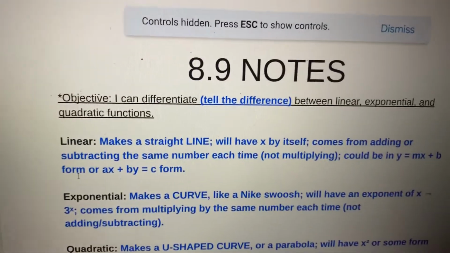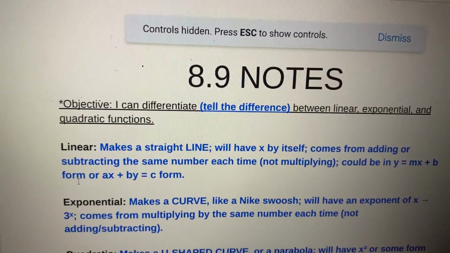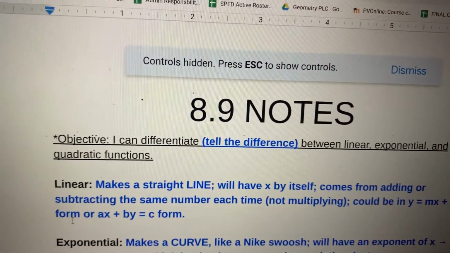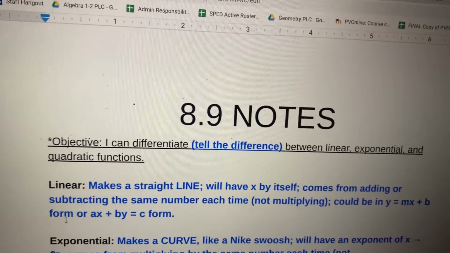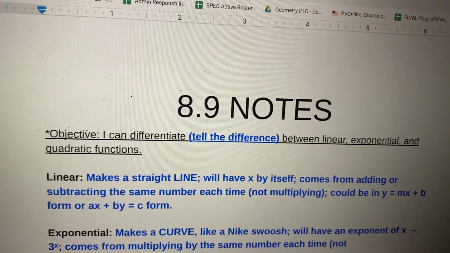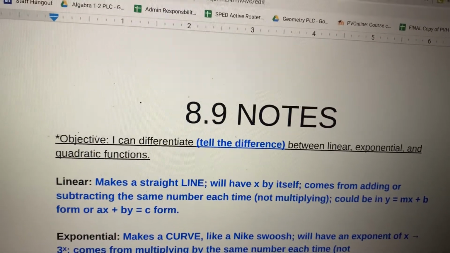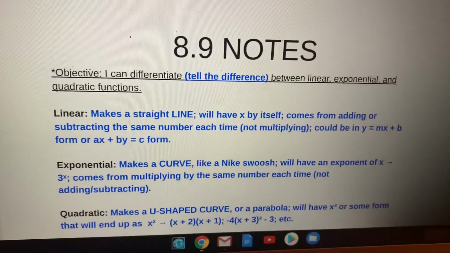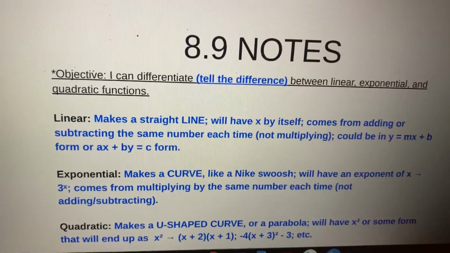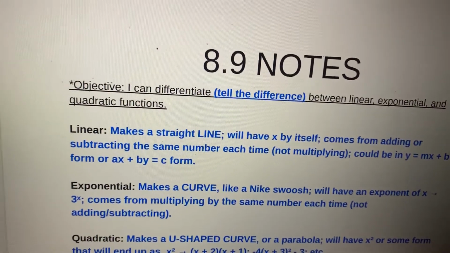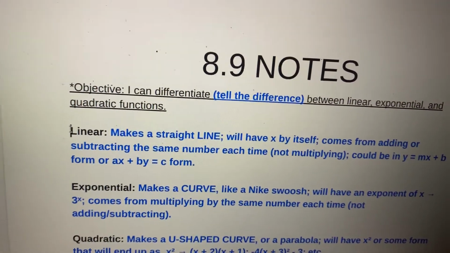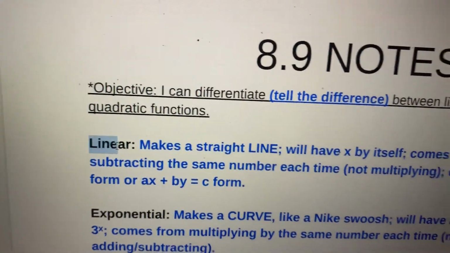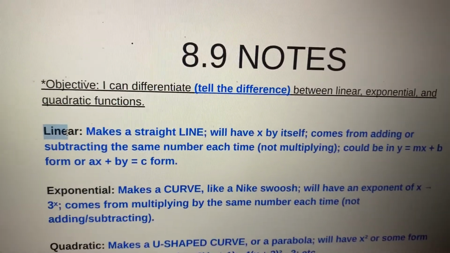So again, our objective is I can differentiate, which means I can tell the difference between linear, exponential, and quadratic functions. So hopefully you have heard the words linear, exponential, and quadratic in Algebra 1-2. Okay, so just to review what all of these mean. Linear means it makes a straight line. So remember that the first 4 letters of linear spell out the word line. Okay, so a linear function will make a straight line if you graph it.